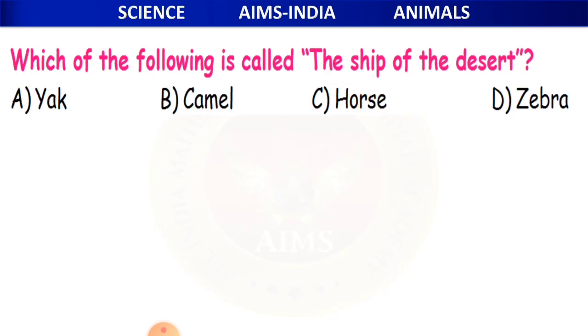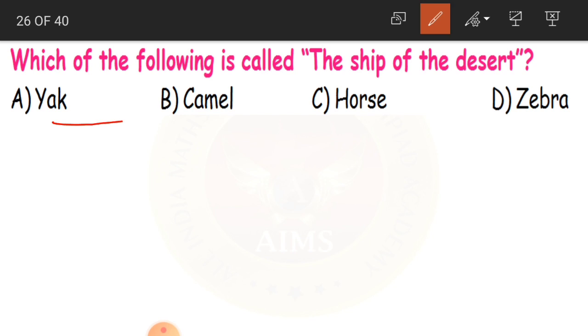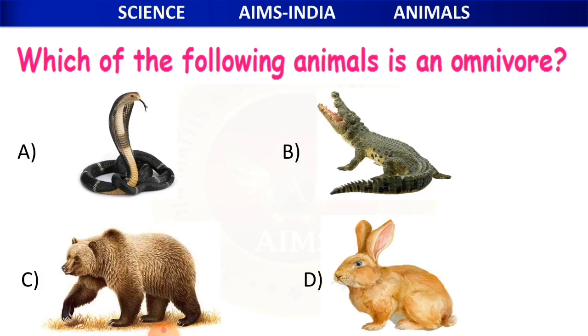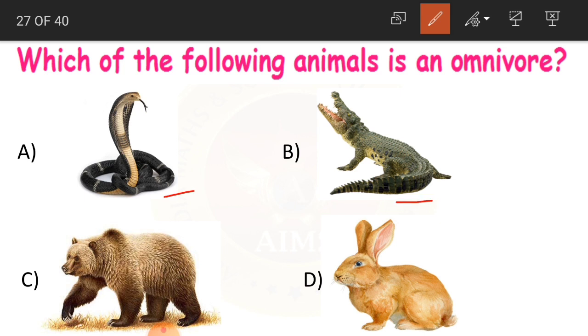Which of the following is called the ship of the desert? Which animal, children? Ship of the desert, like yak, camel, horse or zebra? Camel. That is B option. The next question. Which of the following animals is an omnivore? An omnivore is one which eats both plant food and also animal food. Okay, children. So you have got a snake, a crocodile, a bear, and also a rabbit. So C option, that is a bear. It is an omnivore. Clear?